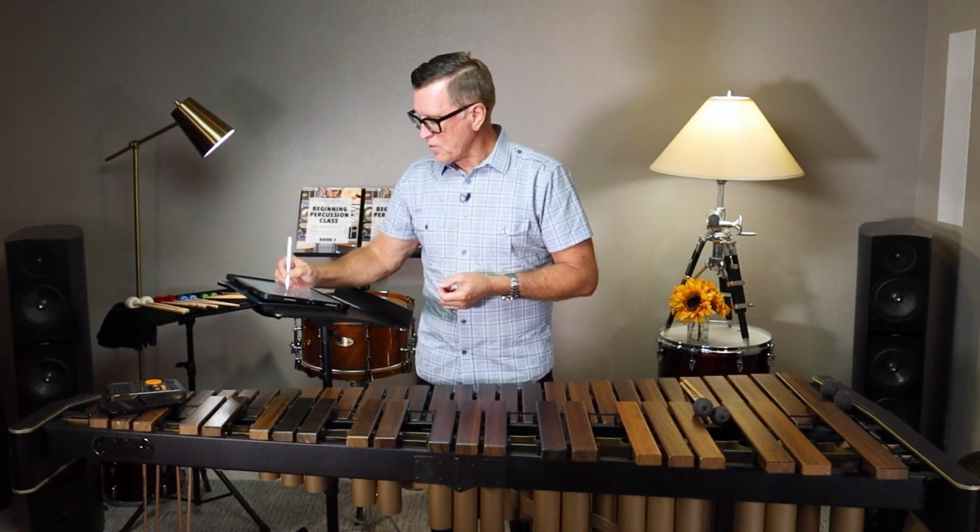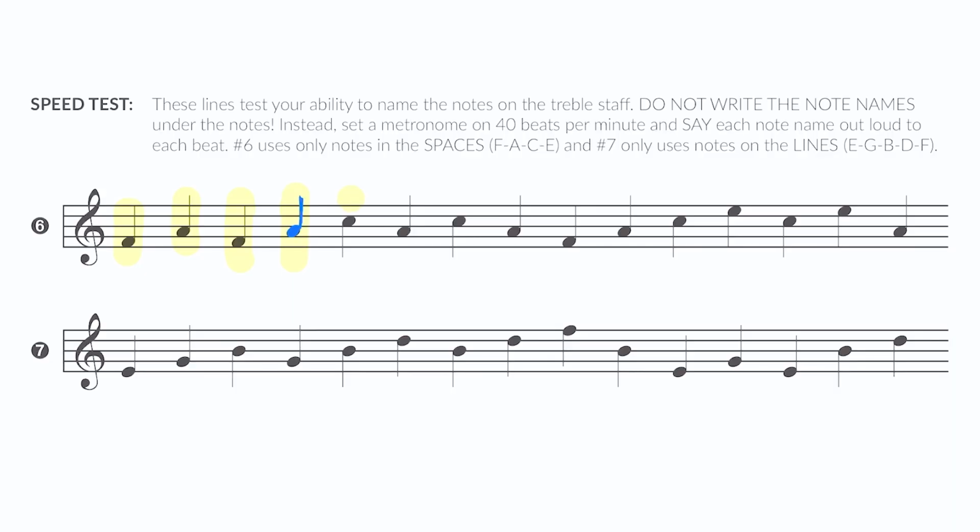All right, so this note here is a C. All right, stem is going up. I'm on the second space, that is an A. The stem is going down. I'm on the third space, F, A, C. What is this one? A. F is easy. A, getting the hang of it. Stem is going down, it's on the third space, F, A, C.